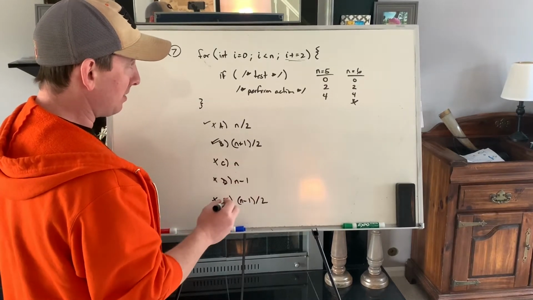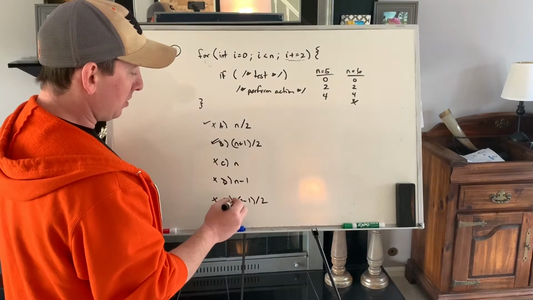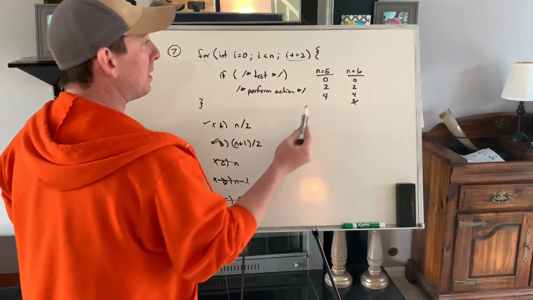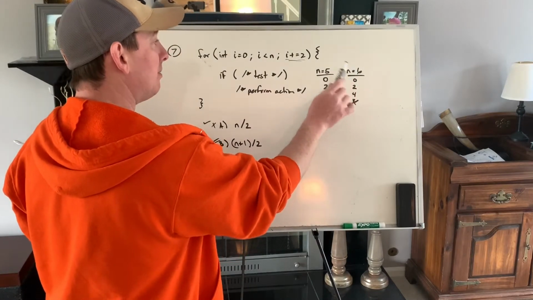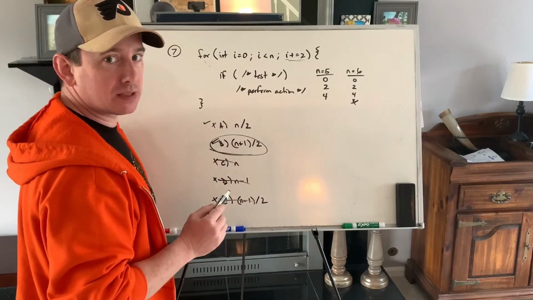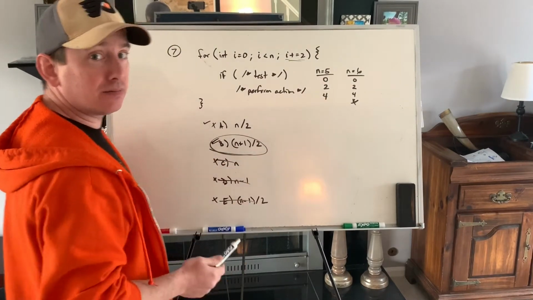Hopefully you caught that. None of the other ones are going to make sense. 6 doesn't make sense, 5 doesn't make sense, and 2 doesn't make sense. So they are still gone. So make sure you check this with an even and an odd one, and you'll realize B is the only one that makes sense, no matter what n is.